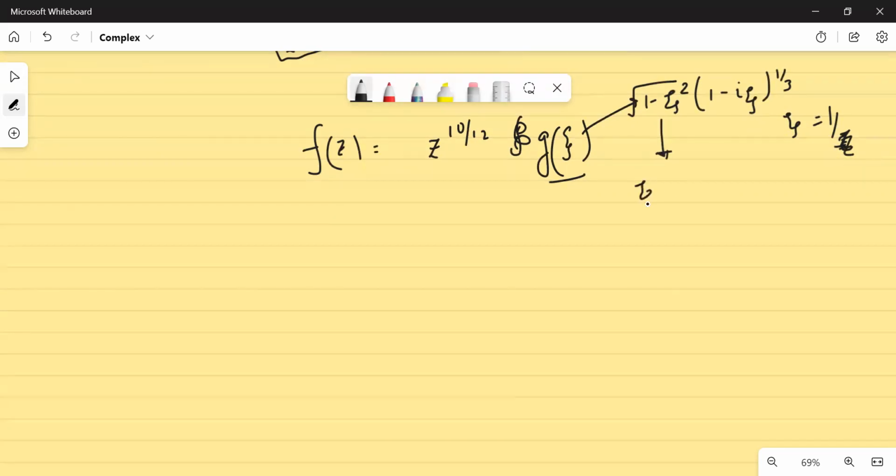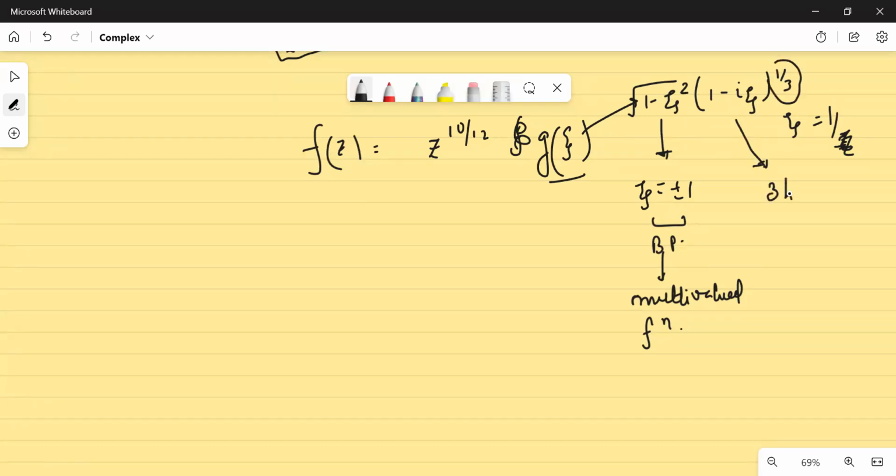Let me refine it by saying that zeta equal to plus minus 1 indeed is a branch point. And this branch point is because of the multi-valued character of this particular function. And here you can say that the function will be a multi-valued function with 2 branches. Here also there will be a multi-valued function. Here you see this power is 1 over 3, so there will be 3 branches to this particular function at zeta equal to, I think, 1 upon iota, that is minus iota. Okay, so overall this particular function will also have branches.